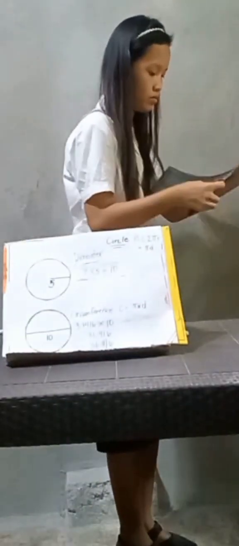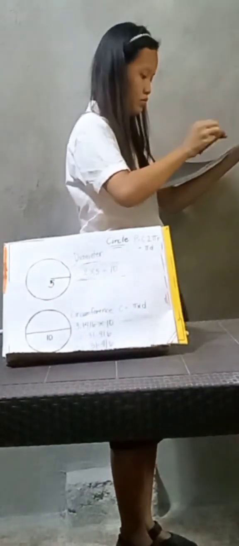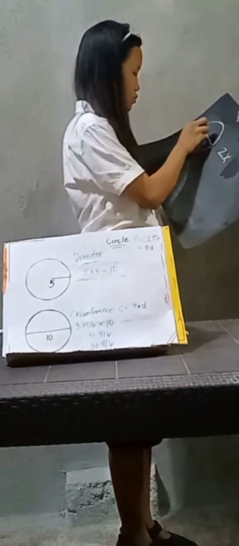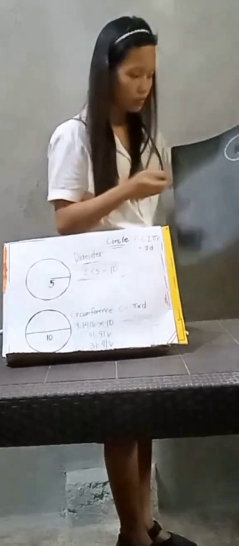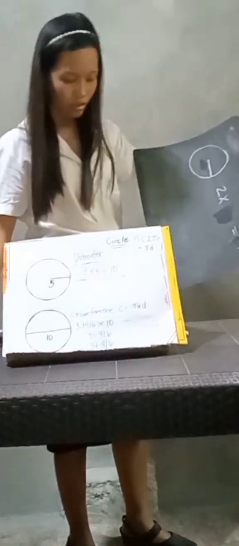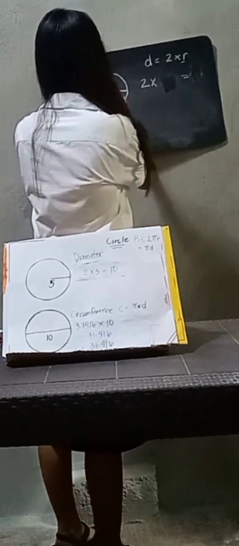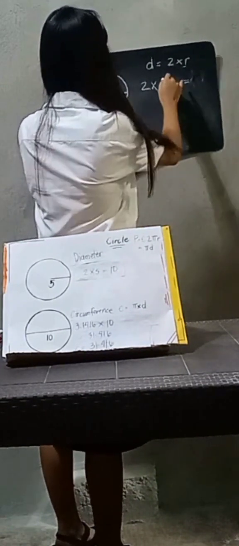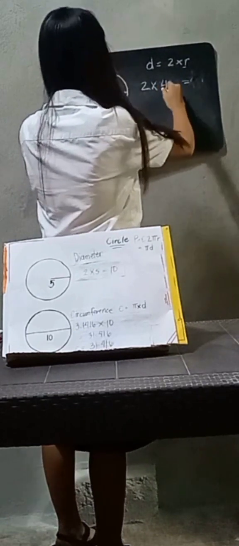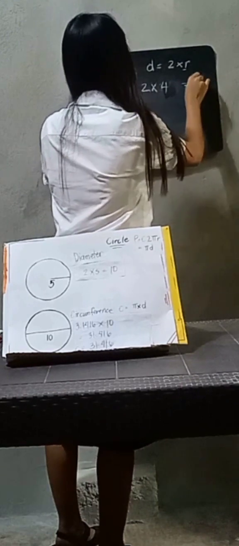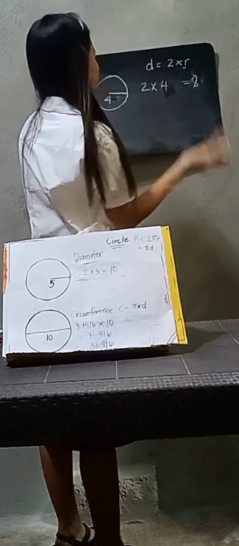Again, let's say that our radius is 4. So 2 times 4 equals 8. So our diameter is 8.